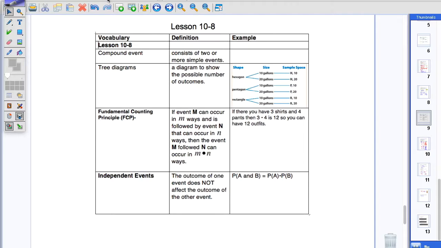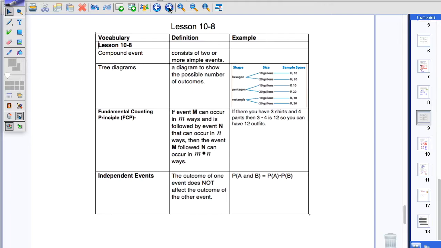It's basically a shortcut. So here's an example. If you have 3 shirts and 4 pants, you would multiply 3 times 4 to give you 12, so you'd have 12 different outfits. Independent events: the outcome of one event does not affect the outcome of the other event. The example is if you have the probability of A and B, you would find the probability of A times the probability of B.